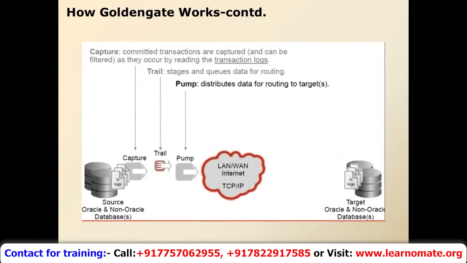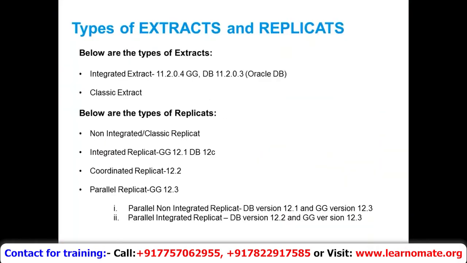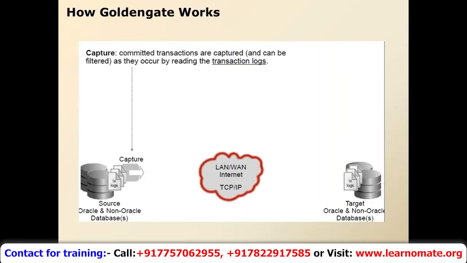So GoldenGate architecture we discussed. There are different types of extracts and replicates which we discussed. Now, how does GoldenGate data flow? If we have a source database and a target database, the source database can be Oracle or any non-Oracle database. The target can be any Oracle or non-Oracle supported database.